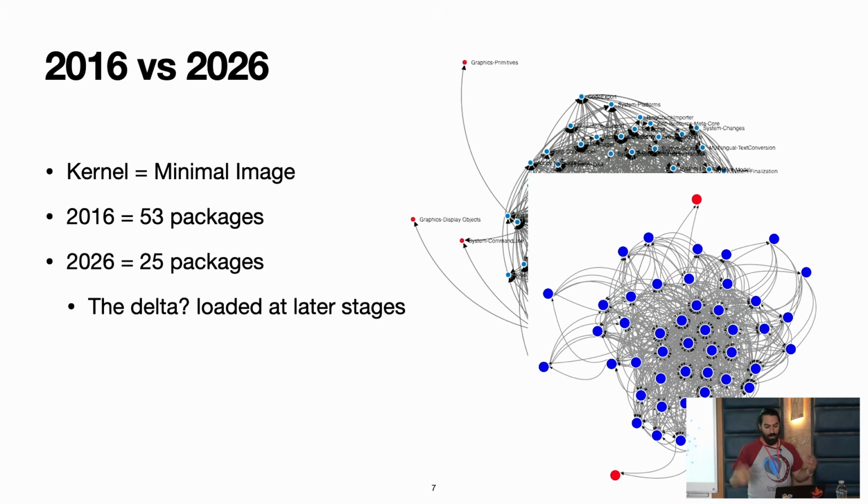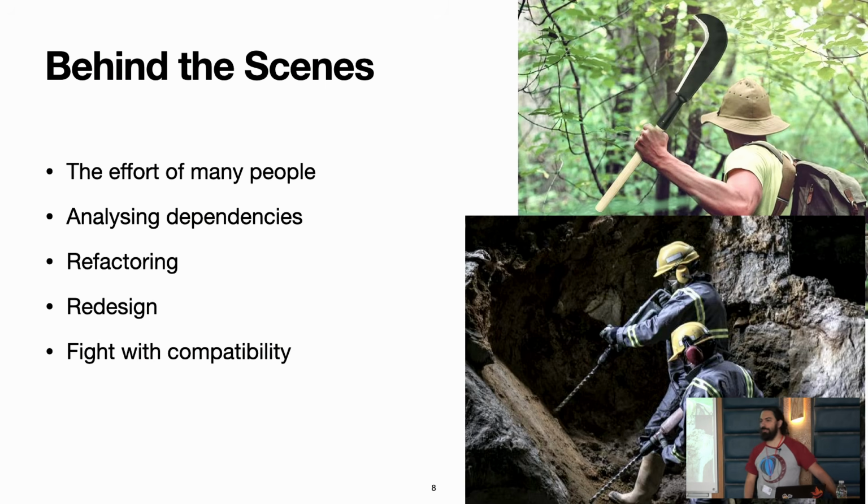What is the delta? Well, so these 28 packages that are not there anymore, they are now loaded at later stages. Now, working on this, I call it the hair diagram, because it's like full of hair. You don't understand anything. So you don't see the real dependencies there. You cannot touch that.